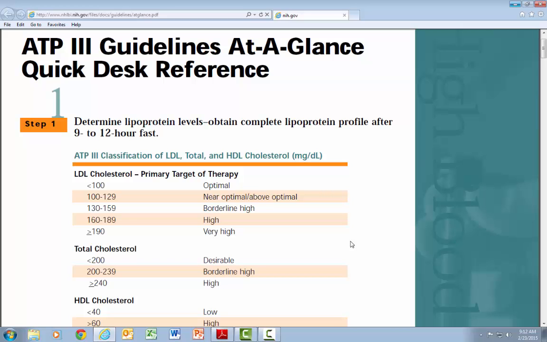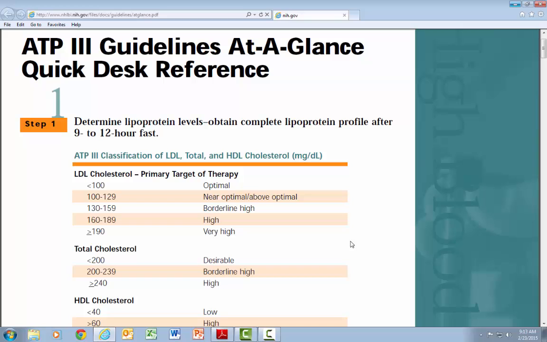If you remember, we have different types of lipoproteins. We have the very low density lipoprotein, the low density lipoprotein, as well as the high density lipoprotein, which is the good cholesterol, and LDL, the bad cholesterol. This LDL cholesterol must be less than 100, and that's optimal for the ATP3 guidelines, even lower to less than 70 when there's a presence of stroke.